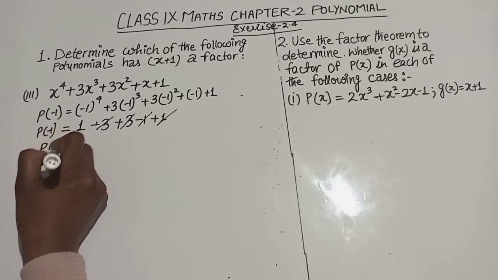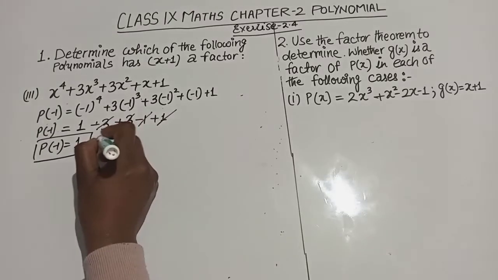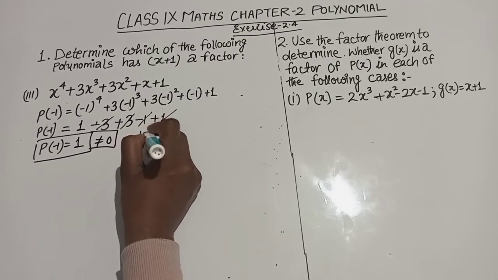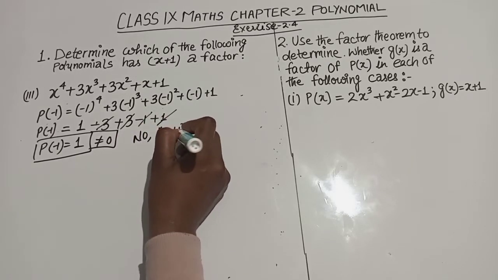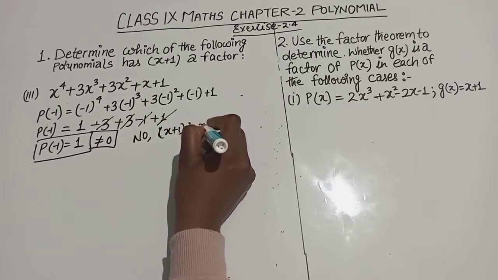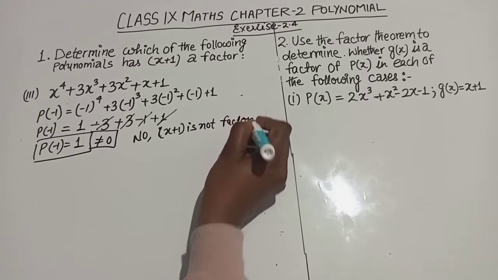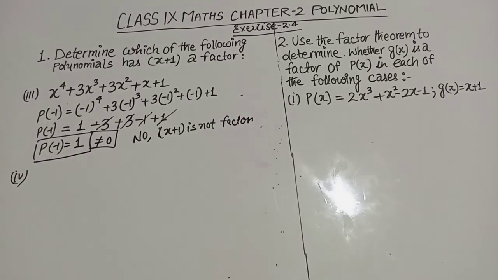So what do we get? p(minus 1) is 0 plus 1, which is not equal to 0. So no, x plus 1 is not a factor. I hope you are getting it, and it is easy.